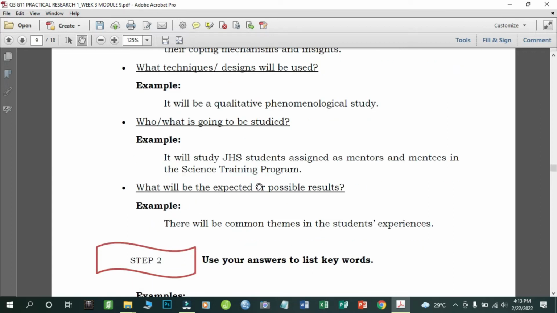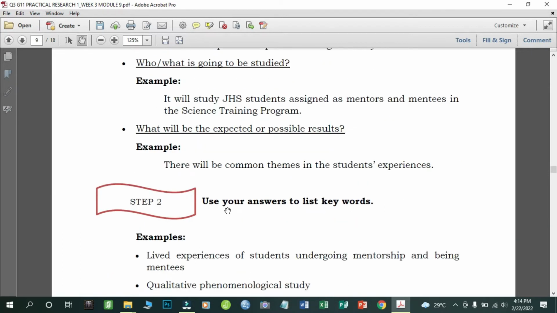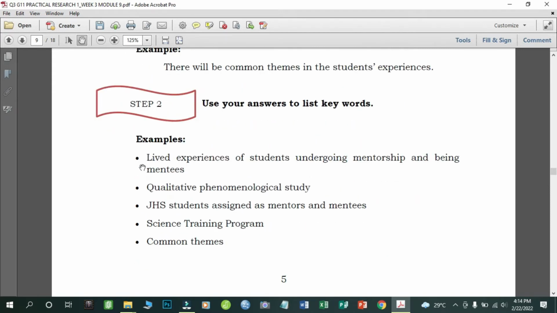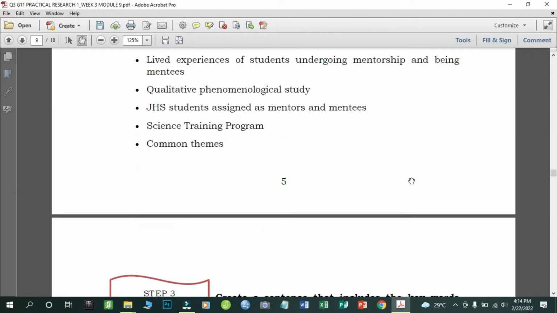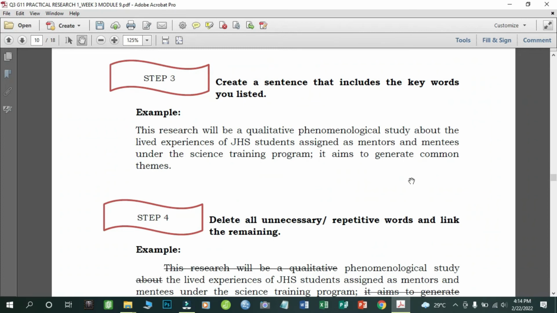This is still over the standard length of writing a research title. And step 5: delete non-essential information and reword the title. Okay, so we'll remove the pedagogical study, then the junior high school students and the "assigned as." So this is now our title: life experiences of students undergoing mentorship and being mentees under science training program. Okay, length is 14 words, so it's already fit to our standard.